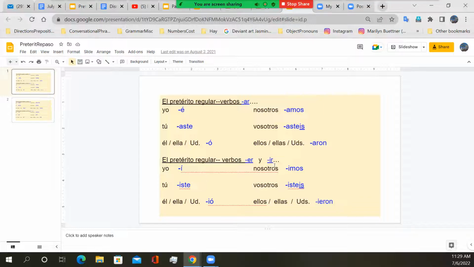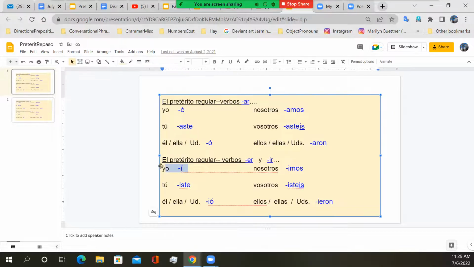ER and IR are going to share endings, okay? And you're going to notice some similarities in patterns. It's just that our vowels will change. Yo gets an I for the ending. So, por ejemplo, comí, I ate. Viví, I lived. Okay. Bebí, I drank. Okay. Iste, not aste, but iste for tú. Comiste, viviste, bebiste. Iste is the ending for tú.